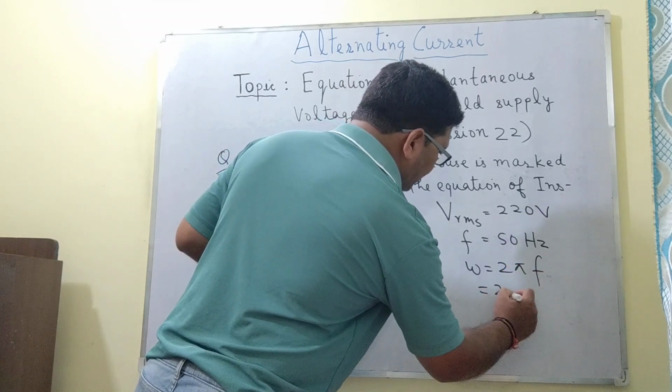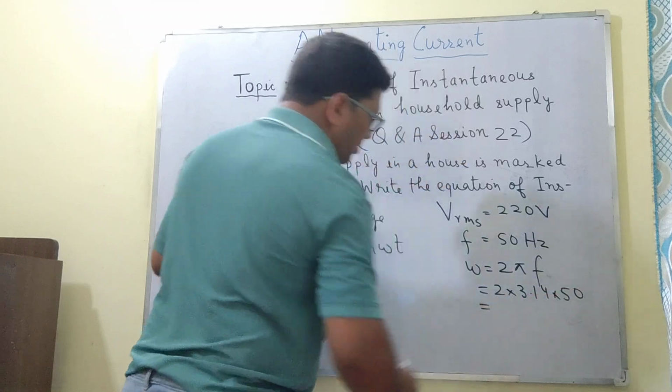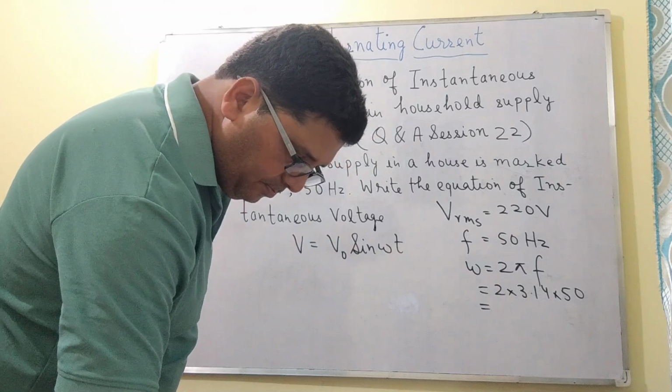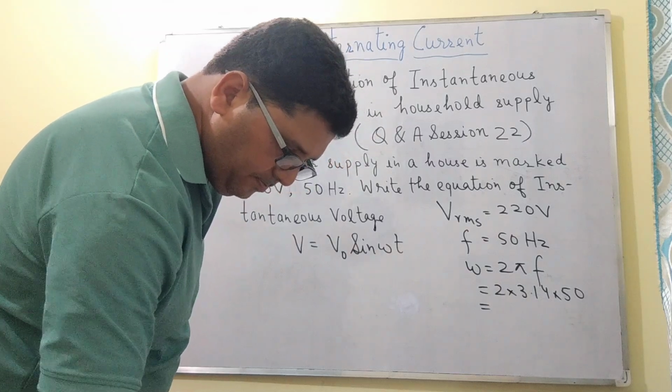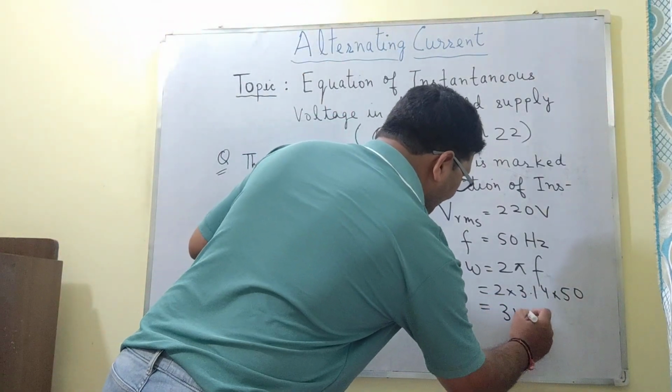So this is equal to 2 into 3.14 into 50. So its value will be equal to 314.